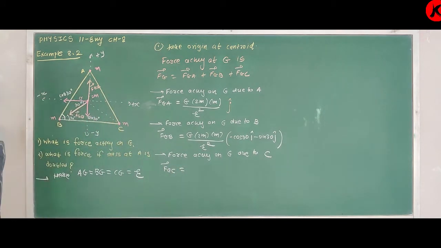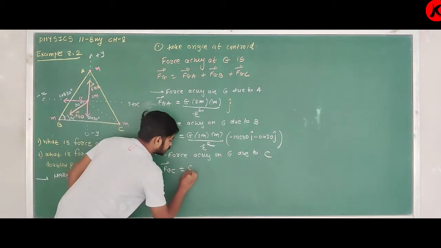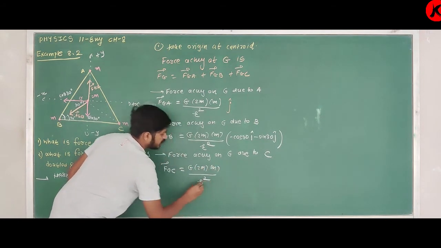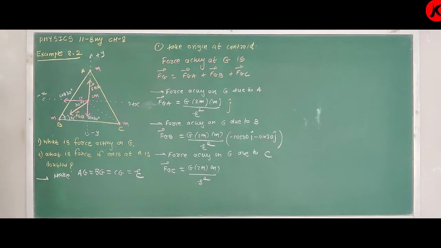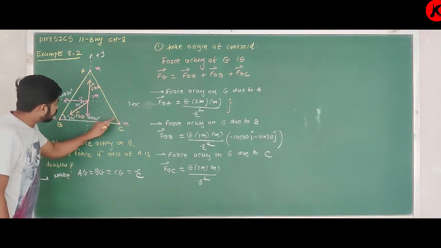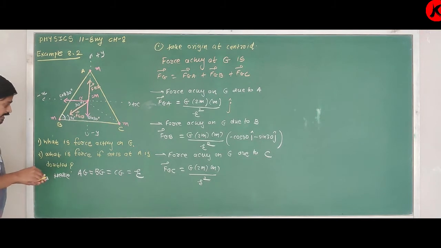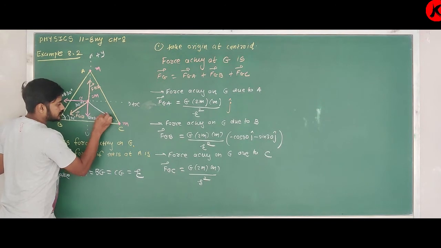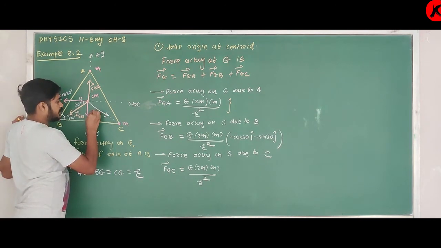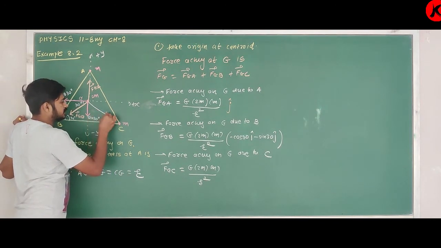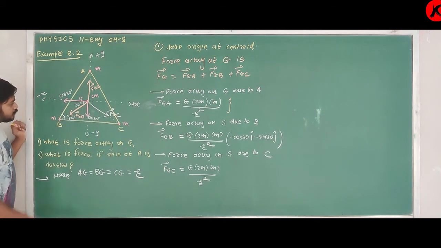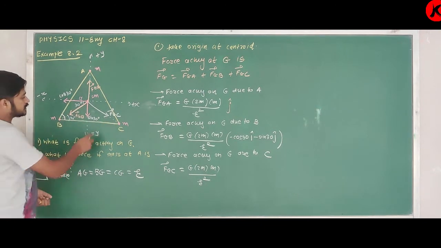FGC is equal to, now you can easily write its magnitude. That is G 2m upon r square. Force acting on G due to C: see, that force is in this direction, towards C. So yes, it is FGC.